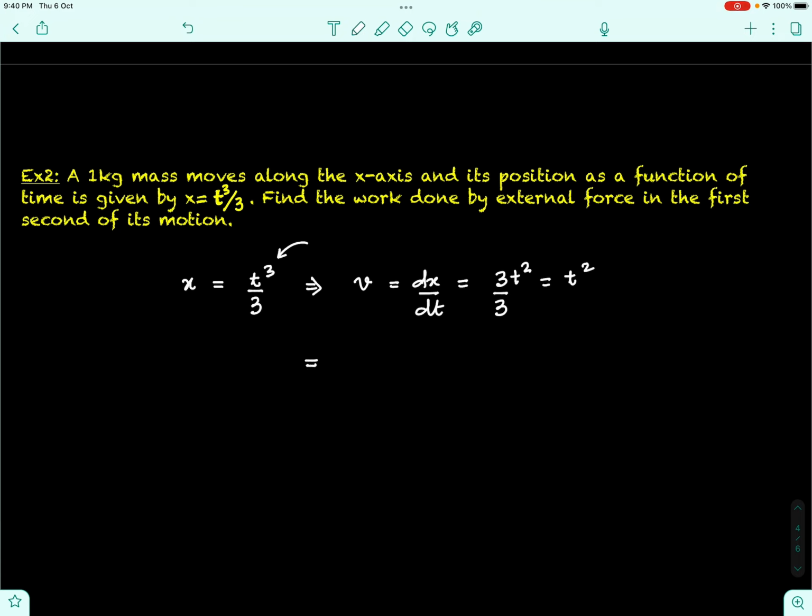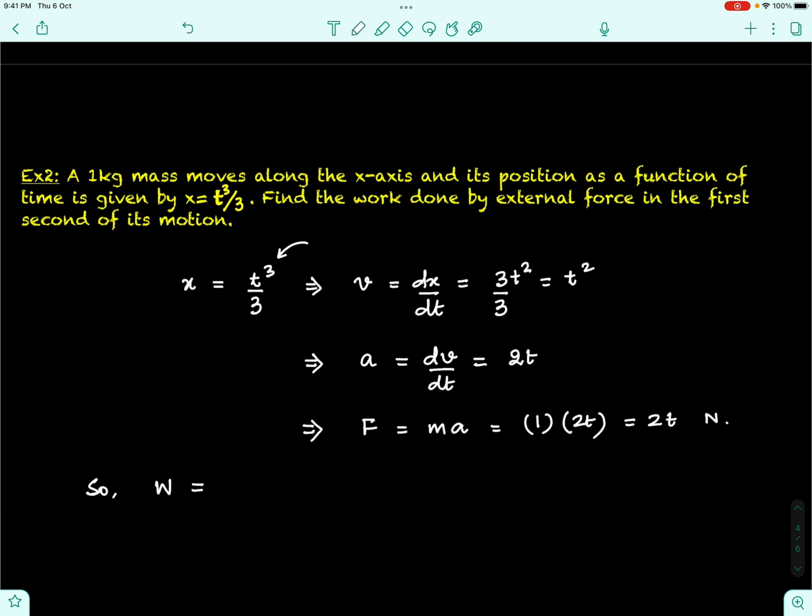From the velocity function, we can find out the acceleration, which will be another differentiation of the velocity function, and this will be 2t. Now, once we know the acceleration, we can find out the force. Force is nothing but mass into acceleration. Mass is given to be 1 kg and acceleration is 2t. So, we just get 2t newtons as the force. And now, let us go for the work done.